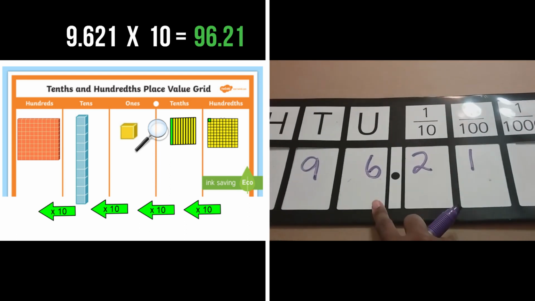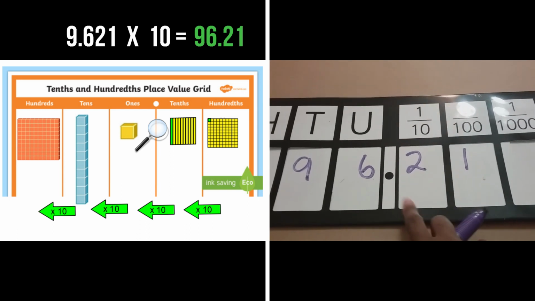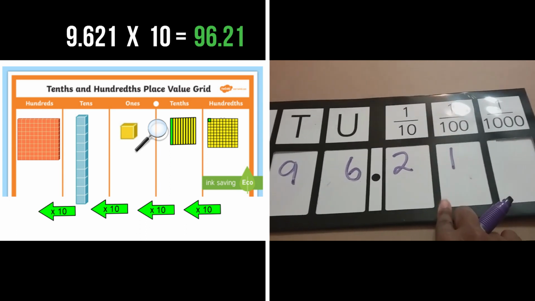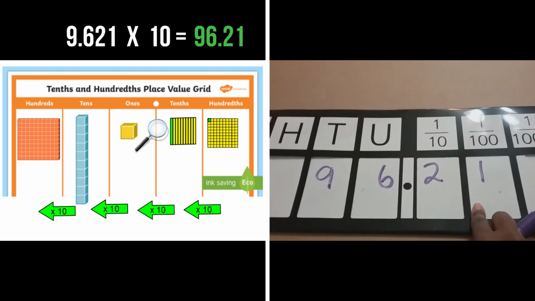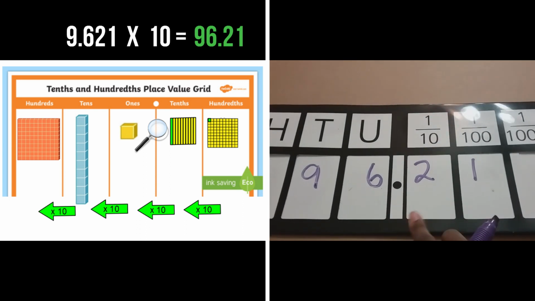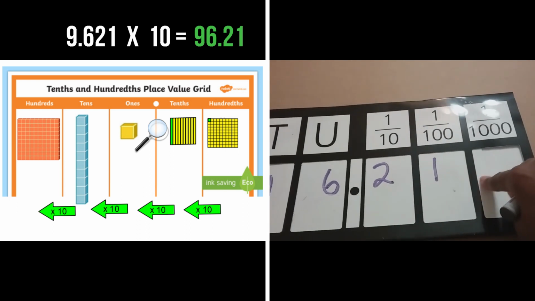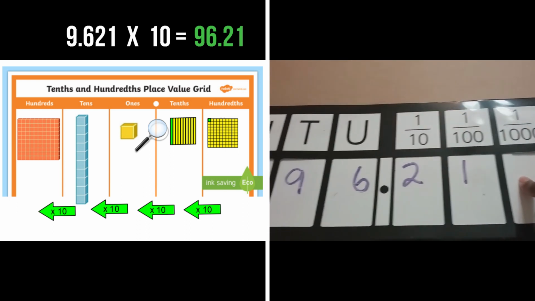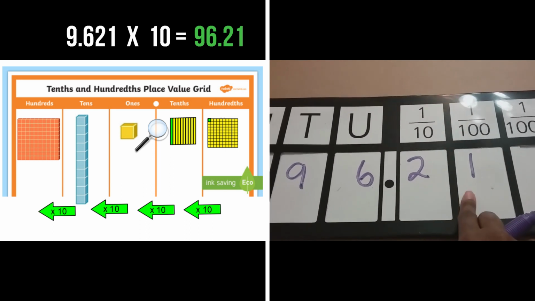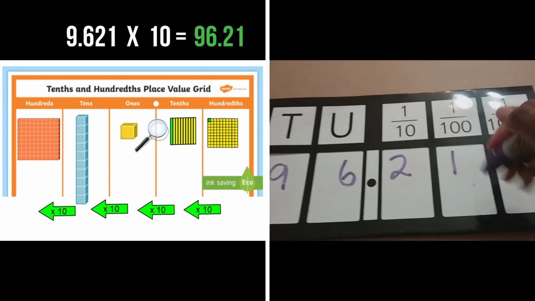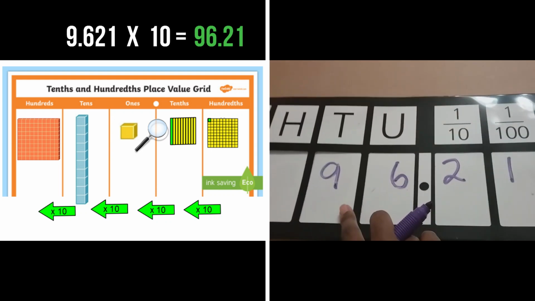So my 9 went from being in the ones place to being in the tens place. My 6 went from being in the tenths place to the ones place. And so on. The 2 went to the tenths, and the 1 went over to the hundredths. In this case, I do not need to put a 0 down. The reason for that is that adding a 0 at the end is not going to change the value of my number. I have 96.21, or 96 and 21 hundredths. Putting a 0 on the end does not change that this is still 21 hundredths, or that this is 96.